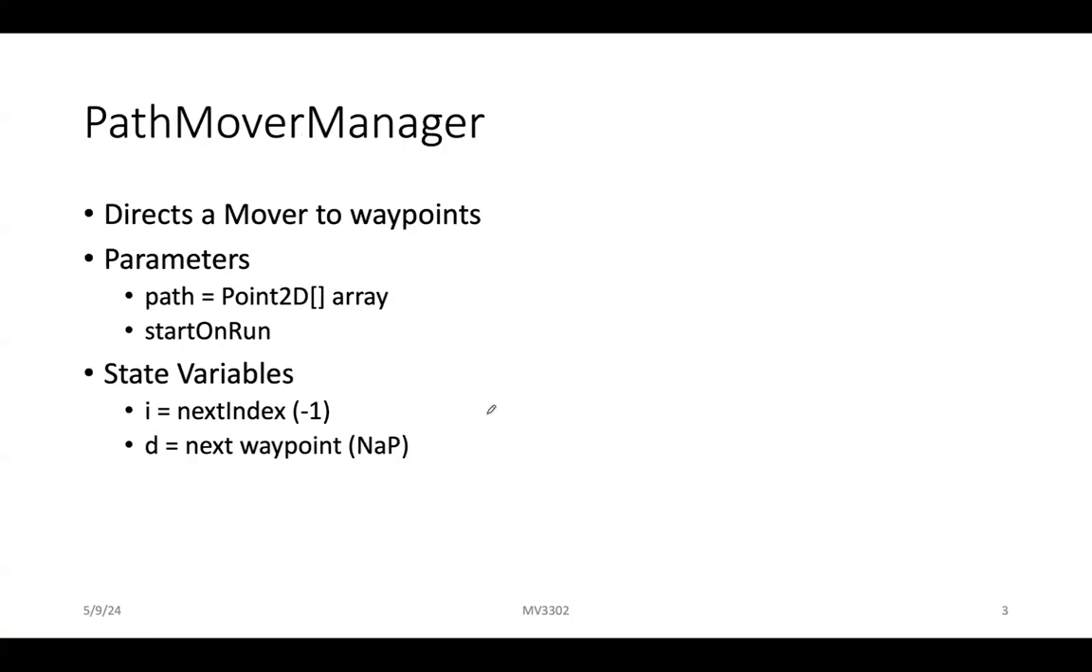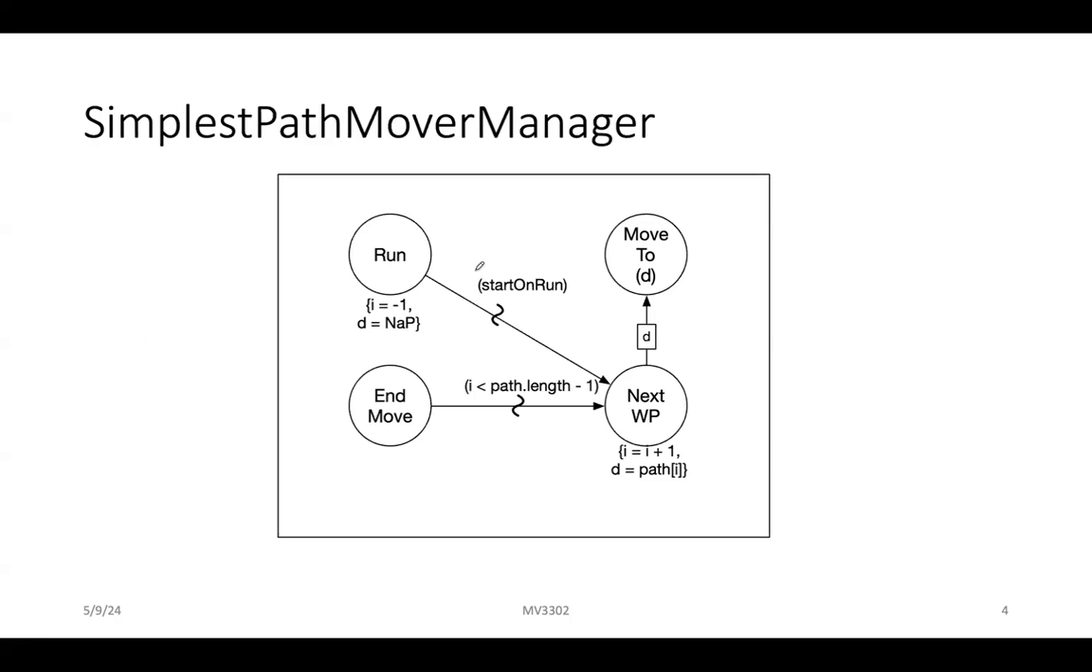This is a little bit of a review: we looked at something called a path mover manager. The idea is that the path mover manager has a list of waypoints, and what it does is simply send the mover on to each of the waypoints in turn. Here is the event graph for the simplest path mover manager. With the run, we initialize our next index, and our destination is nothing at this point.